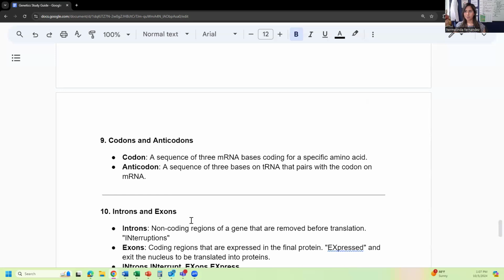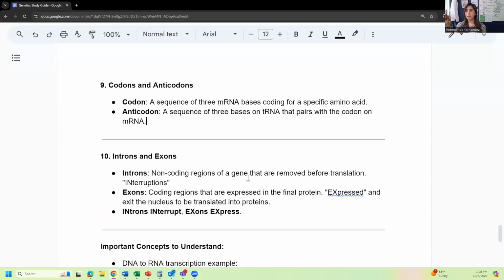Codons and anticodons. Codons are on the mRNA, so the three mRNA bases code for specific amino acids. For anticodon, think of the T in anticodon: it is a sequence of, again, 3 bases on tRNA. The tRNA anticodon pairs with that codon on the mRNA. This ensures that the correct sequence of amino acids in a protein is being produced, okay?